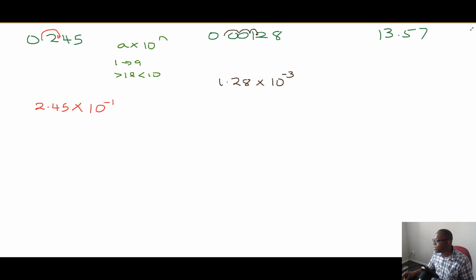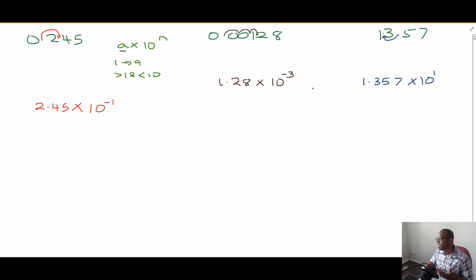Now let's look at this one. For example, here we have a number that is greater than 1, so I can already see that I have a positive exponent. So for me to get to my A right here, A here is greater than 10, so I need to find a way to make sure that my A is greater than 1 but less than 10. So I need to move it right here. So I put the decimal right here. So I have 1.357. And guess what? I had to move it only one time to get to my desired position.